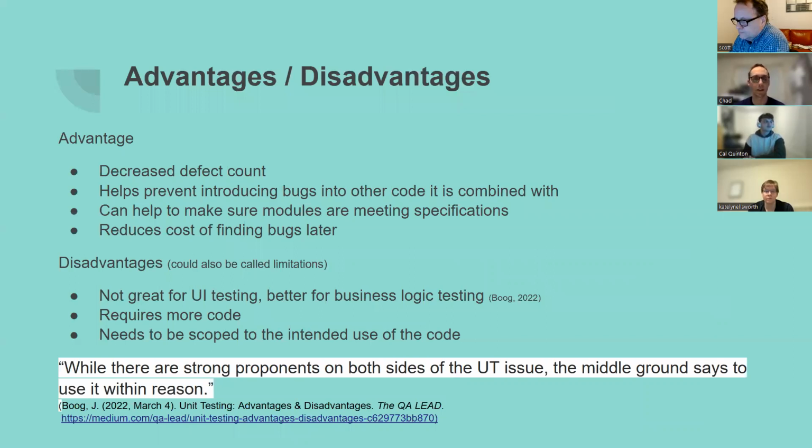Advantages are that it decreases the amount of bugs, helps prevent getting bugs later in your code, makes sure that you meet specifications, and reduces costs. Disadvantages would be that it's not great for UI testing. It requires more code, and sometimes people get carried away and start writing tests that aren't scoped for the intended use of the code. So a good quote to find the middle ground is, "There are strong opponents on both sides of the UT issue. The middle ground says to use it with reason." That's all.